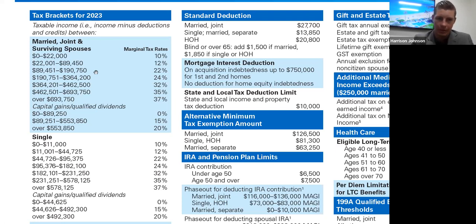Something else to add into this: when you look at this little bracket, we see below that there's a different rate for capital gains and dividends.